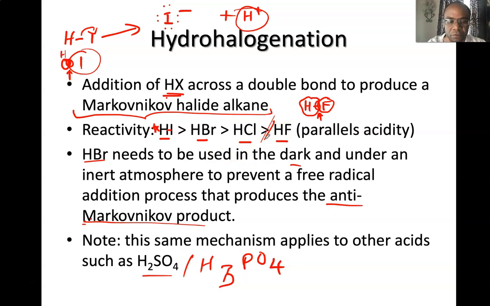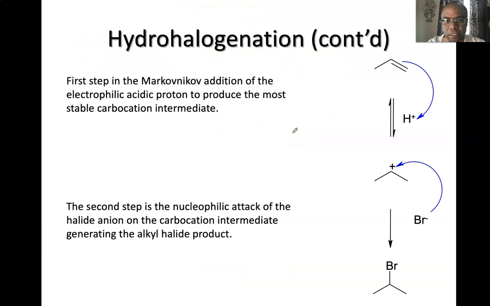HF is not commonly used in hydrohalogenation, which is addition of hydrogen and halogen. The X here could be Cl, Br, or I. Rarely do we add F across the double bond. So like I said, the process will involve Markovnikov addition.